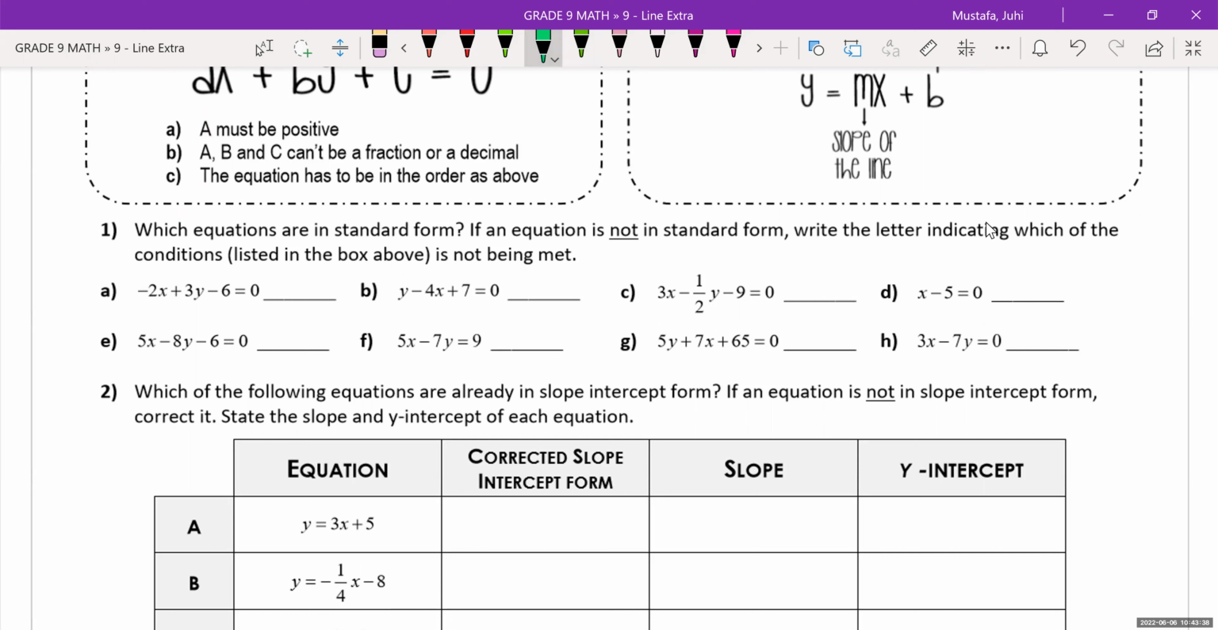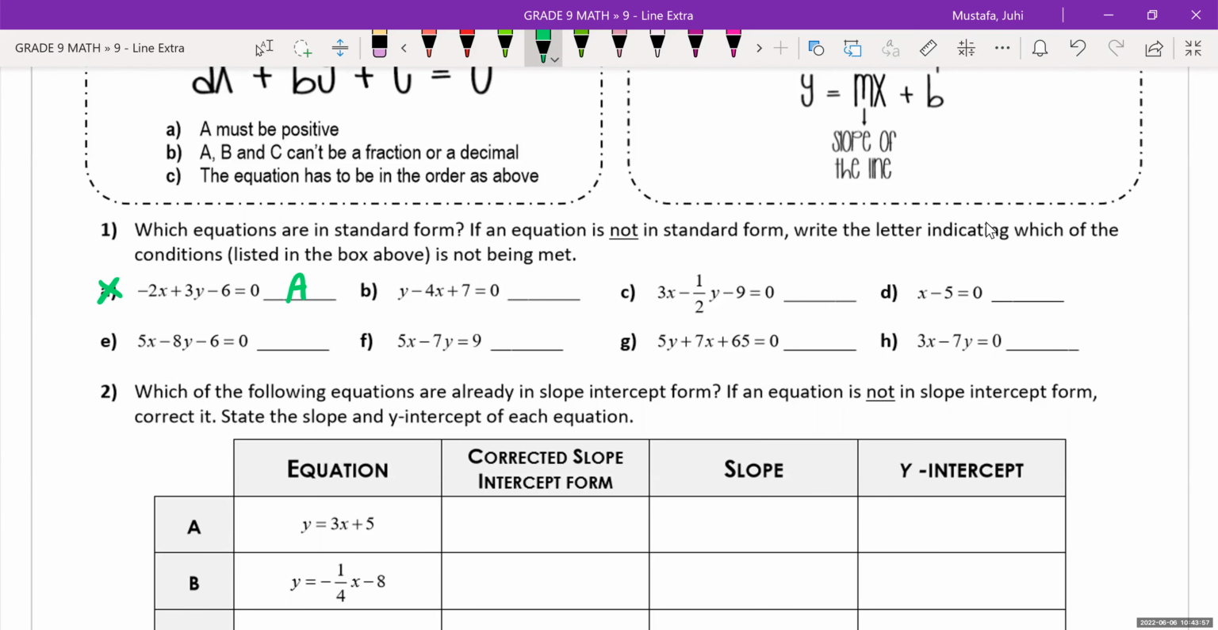Okay, so question number 1, is that in standard form? No. Which condition is not being met? Yeah, so see how it's breaking rule letter A? I'm just going to put the letter A there to tell me that it's not in standard form. It is breaking rule A.